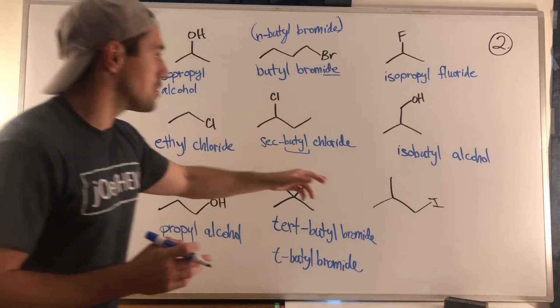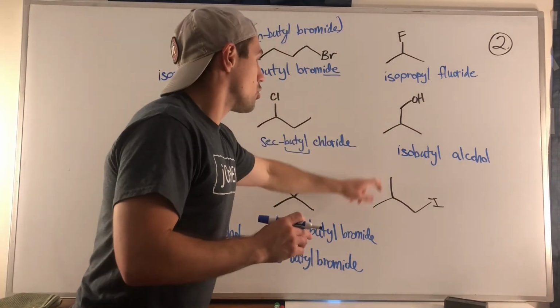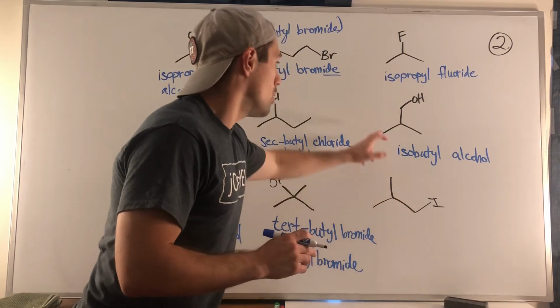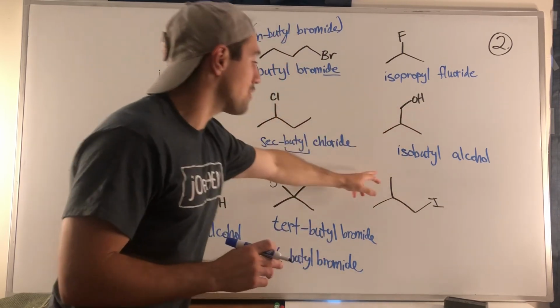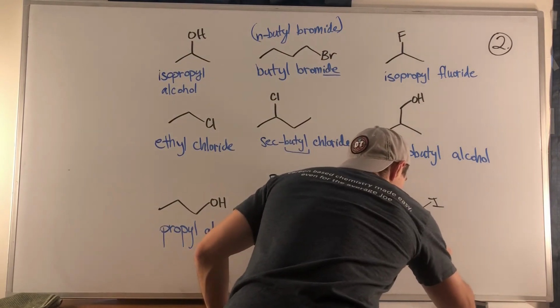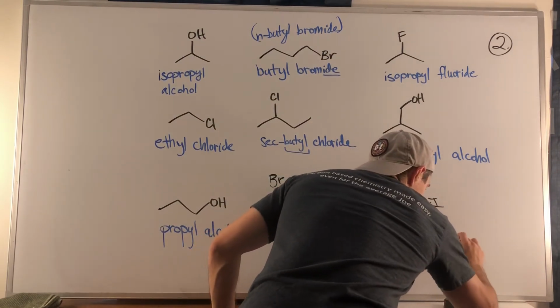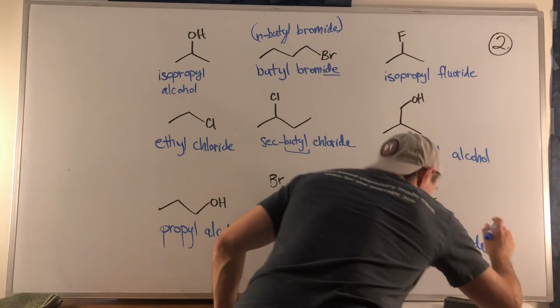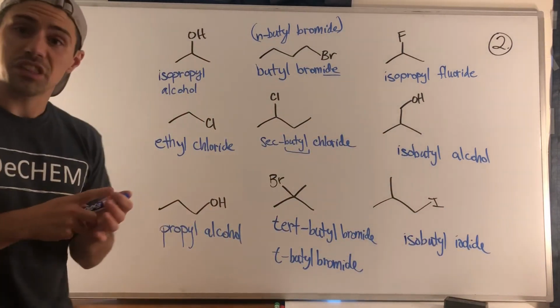And last but not least, you can see we have just a similar look right here. It's 1, 2, 3, 4, 1, 2, 3, 4. We're just attached to a different primary carbon. This is going to be isobutyl iodide. Okay, enough with the common naming.